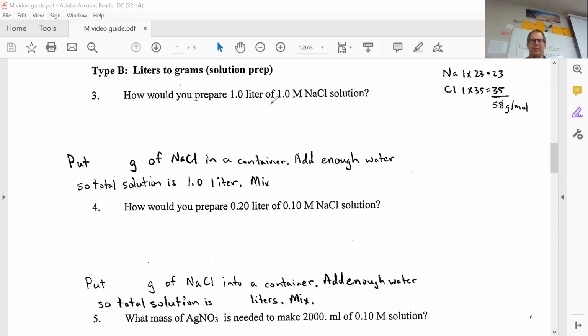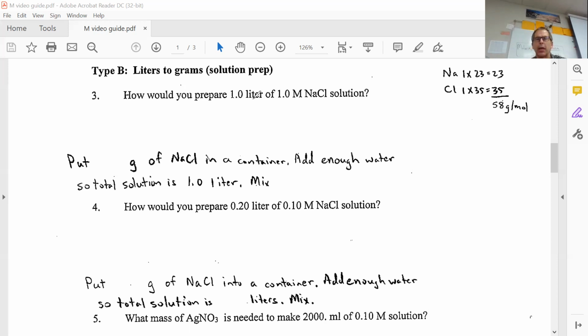But what do I have to do? It doesn't even tell me. Assume I have some solid NaCl. And if we assume that, we're going to have to measure that. The only way we're going to measure that is either by counting particles, and it's pretty hard to count particles that you can't see. The other way would be to weigh it, and that's what we're going to have to do. But how much do I put in?